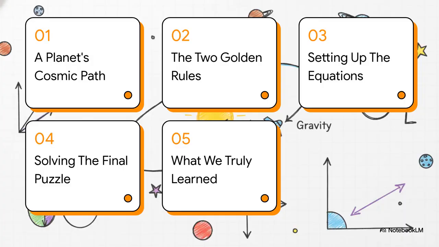Okay, so here's how we're going to break this down. First, we'll look at the planet's path and what the problem's really asking. Then we'll get into the two golden rules of physics that crack this thing open. After that, it's all about setting up the equations, solving the final puzzle, and then wrapping up with what we really learned from all this.